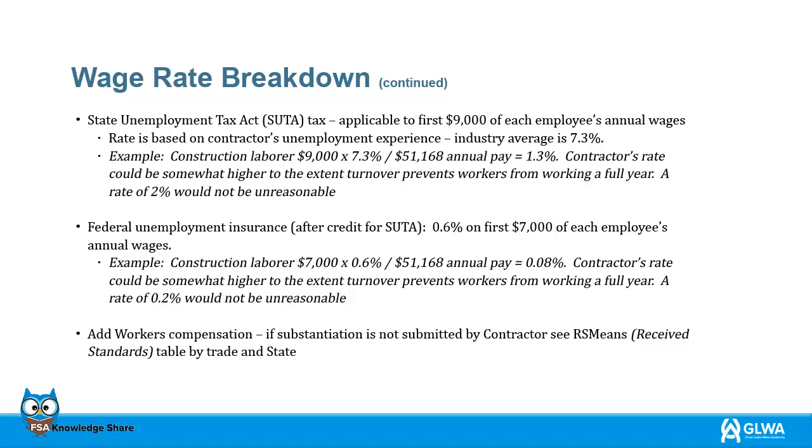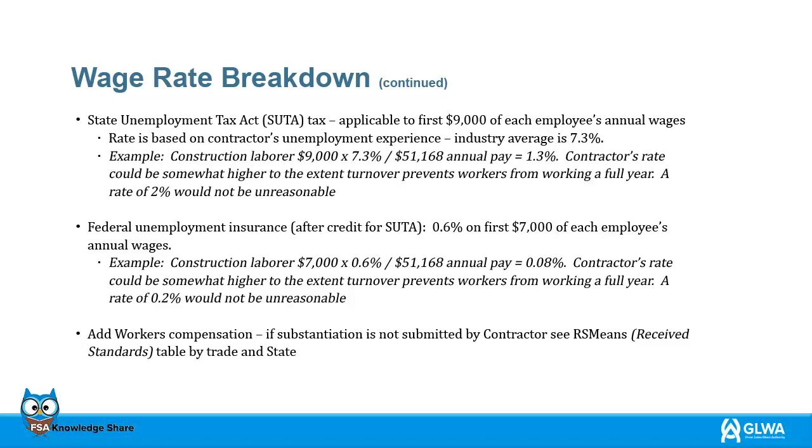$9,000 times 7.3% divided by $51,168 annual pay equals 1.3%. The contractor's rate could be somewhat higher due to the turnover that prevents workers from working a full year. A rate of 2% would not be unreasonable. Federal unemployment insurance, after credit for SUTA, is 0.6% on the first $7,000 of each employee's annual wages.